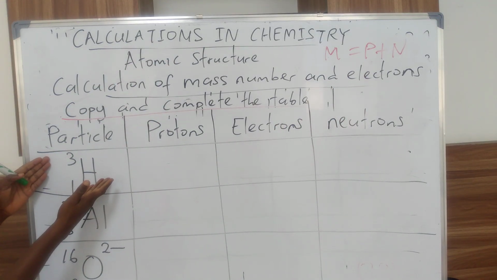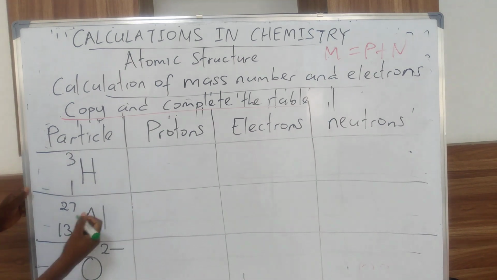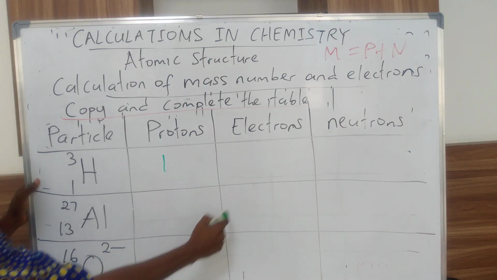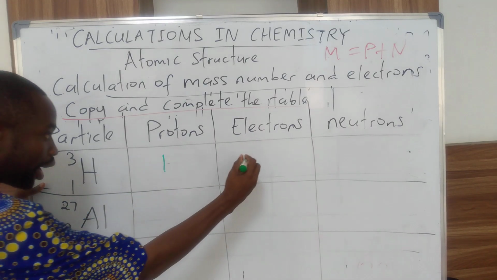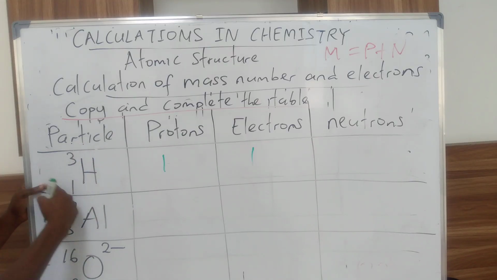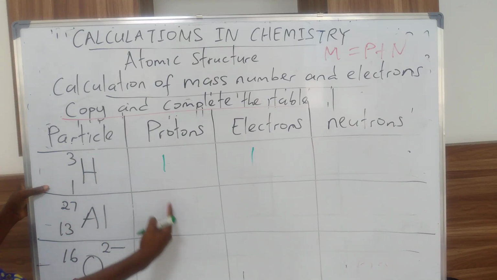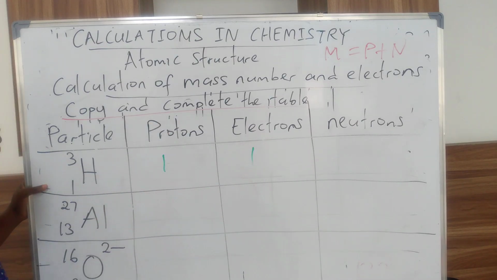So for this one, this is hydrogen 3-1. The proton is going to give me 1. That's the atomic number. The electron is going to give me what? 1. Why 1? Because this is a neutral atom. There is no charge on it. And because there is no charge on it, the electron number is the same as the proton number.